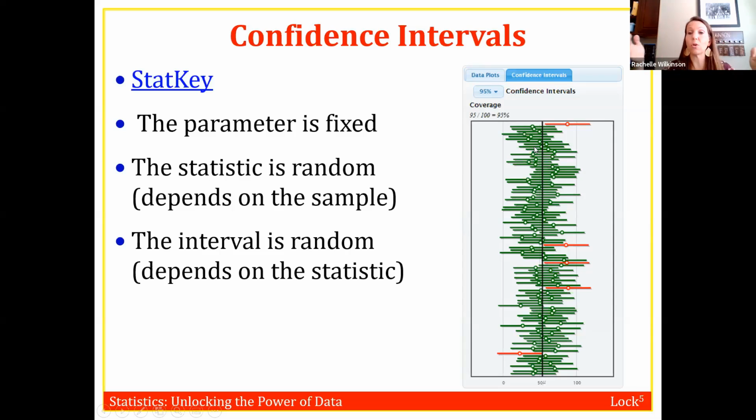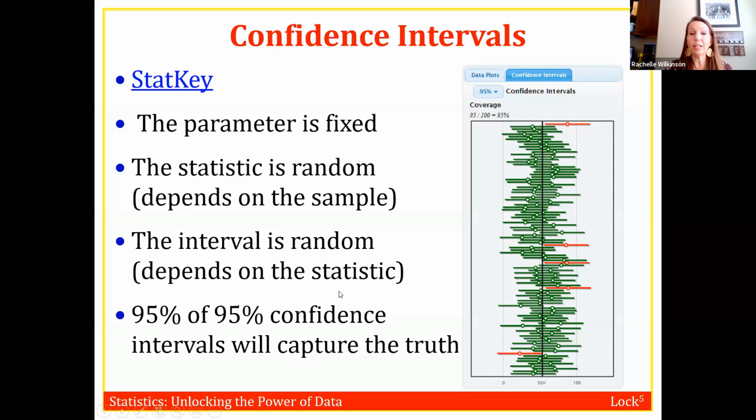So again, this is showing us that if I'm doing a 95% confidence interval, what that means is that 95% of the time, my interval is going to contain the true value. So if I was to do this lots and lots of times, 95% of all 95% confidence intervals will capture the truth, will capture the true population parameter, which in this case is that black line.